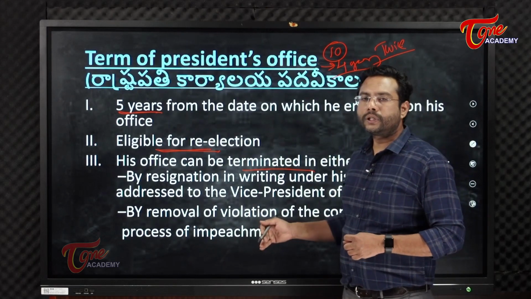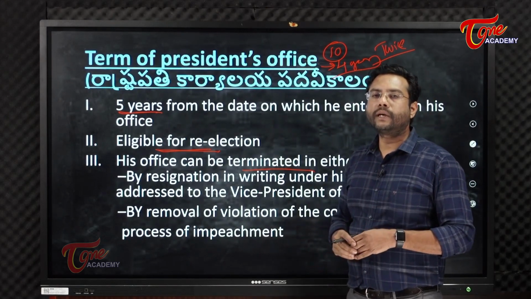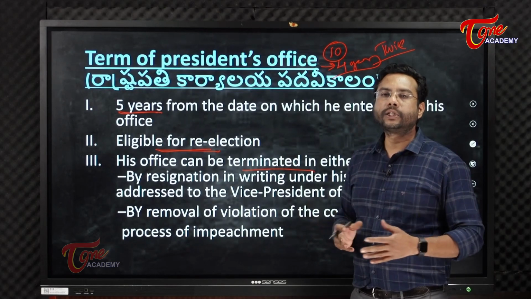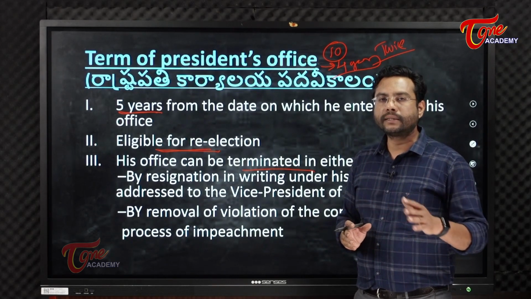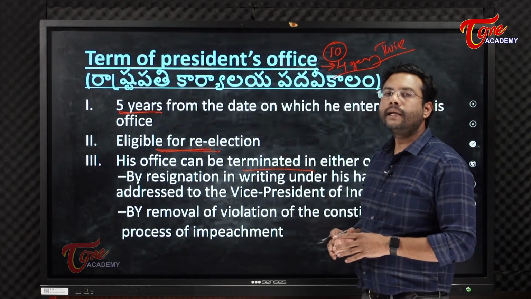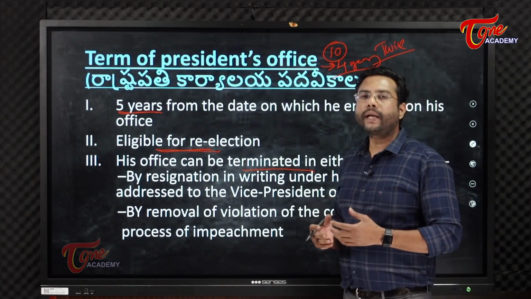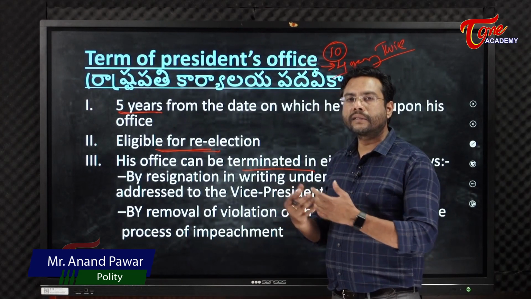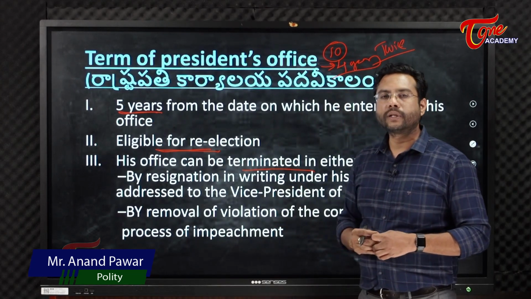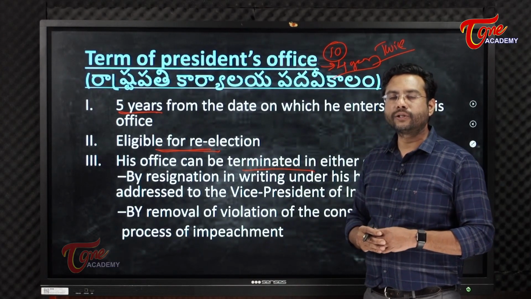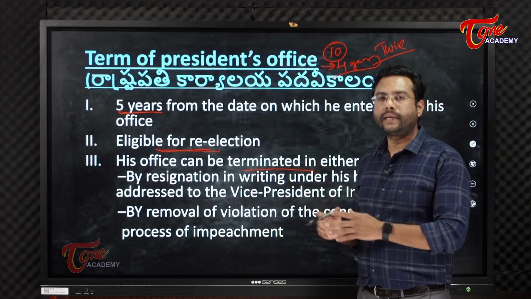We have a few procedures by which the president could be terminated. One is when he completes his duration. When the president completes his term of 5 years, then elections would be conducted for that post before the expiry of the term. That is, at least 60 days before the expiry of the term, elections have to be conducted for the post of the president.